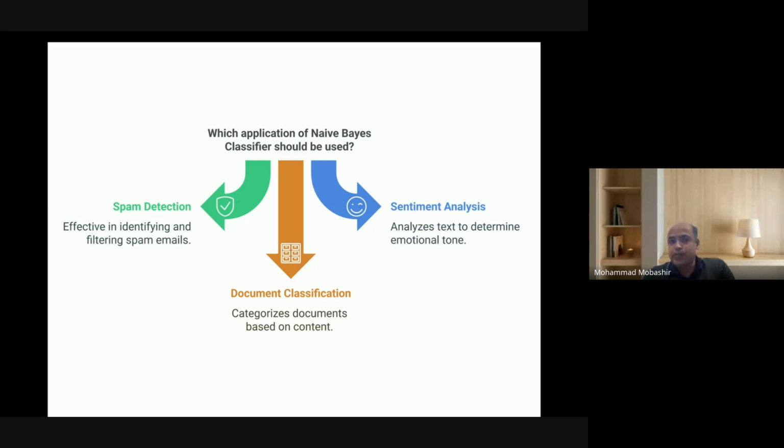Then, where should the Naïve Bayes classifier be used? For example, spam detection, sentiment analysis, document classification. Spam detection is effective in identifying and filtering spam emails. Sentiment analysis analyzes text to determine emotional tone. Then document classification categorizes documents based on content.